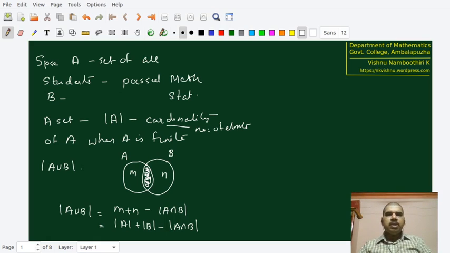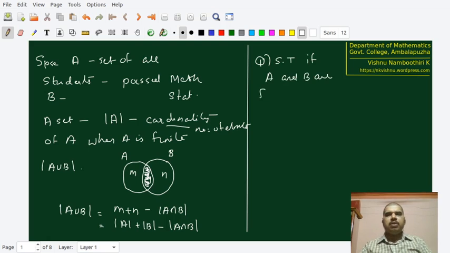If you want a rigorous proof, a much more standard proof of this statement, what is the statement that we made? The statement we made is the number of elements in A union B. So we'll make it a formal statement. Show that if A and B are finite sets, then the cardinality of A union B is equal to the cardinality of A plus the cardinality of B minus the cardinality of A intersection B.